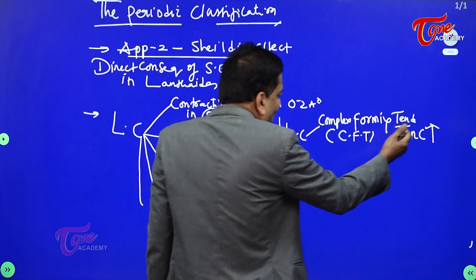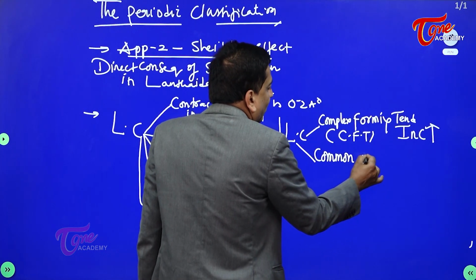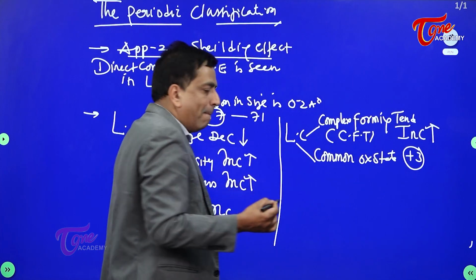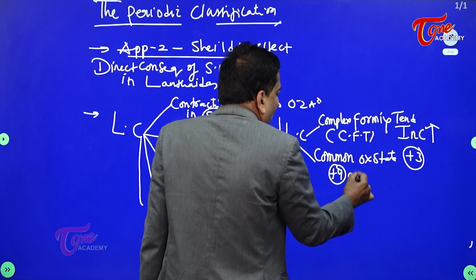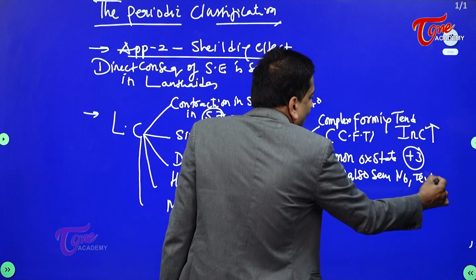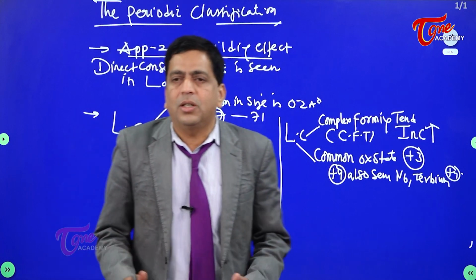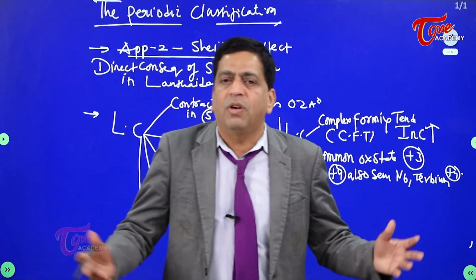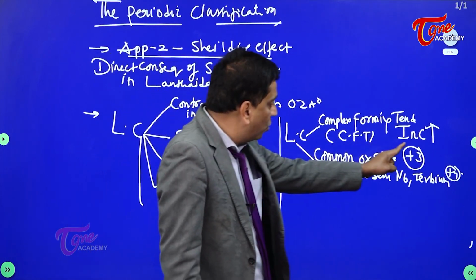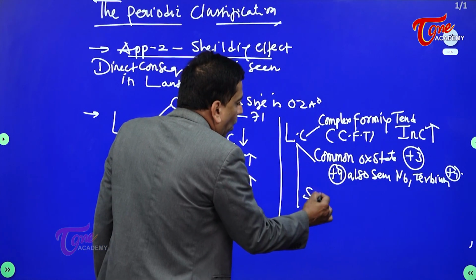So the complex forming tendency increases, and the most common oxidation state is +3. Even +4 is also seen in some elements like Nb and terbium, which will show +4. You must understand, right? So Nb, terbium, and those are some of the elements which will have +4 oxidation state. So complex forming tendency increases. The common oxidation state is what? +3. And I can also say solvation energies.